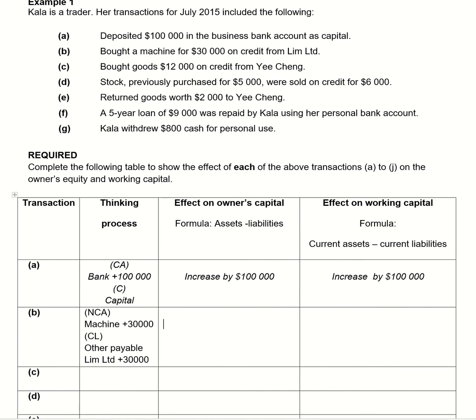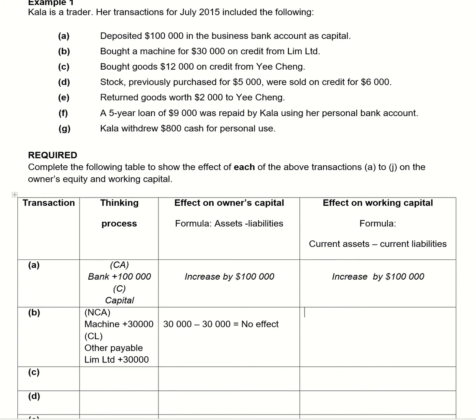So now if you look at the effect on owner's capital, ask yourself, what are your assets? Your assets include your machine, so machines, 30,000 assets. What is your liability? Lim Limited is our liability, so you minus 30,000. So what is the net effect on owner's capital? The answer is 0. Normally we will write no effect.